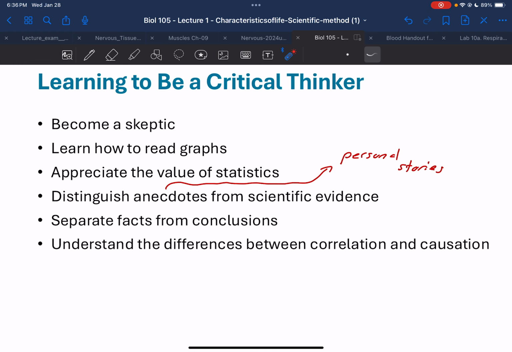And understand the differences between correlation and causation. Correlation is when you're just making comparisons and you're actually seeing similarities. And causation is when you are seeing something, one thing happens, A happens, and then it causes B to fall and hit C. Okay, causation versus correlation.